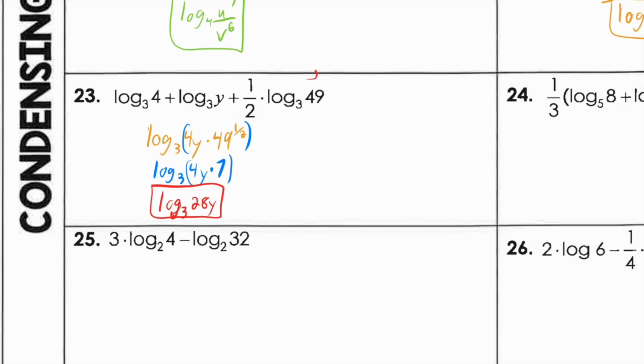Which you could have initially just said this is 49 to the power of 1/2, or log base 3 of 49 to the power of 1/2, aka log base 3 of 7, and then multiplied 4 times y times 7, giving us 28y again, like we got.